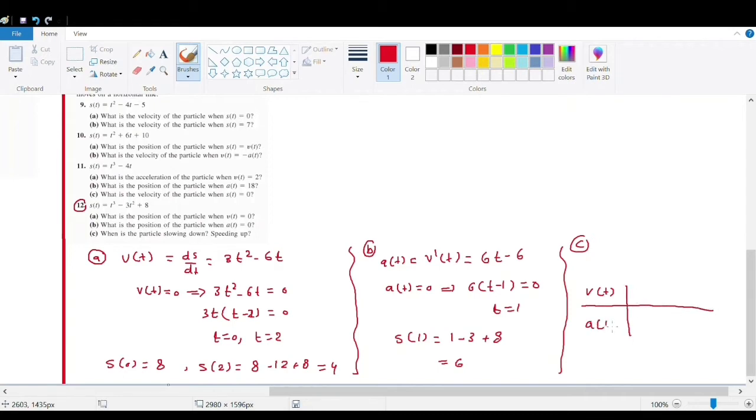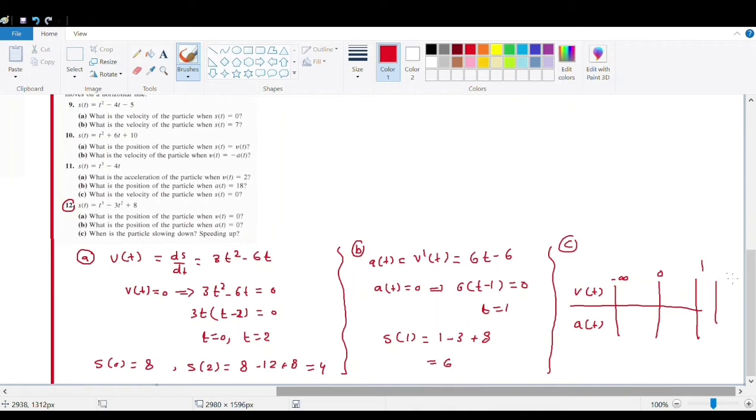V(t) is equal to 0 at 0 and 2, and A(t) is equal to 0 at 1. So we need to take the intervals from minus infinity to 0, then from 0 to 1, then from 1 to 2, and from 2 to infinity. Where do we get these? 0, 1, 2 are the zeros of A(t) and the zeros of V(t). So you have to take the zeros of both of them, V(t) and A(t), and draw this table.